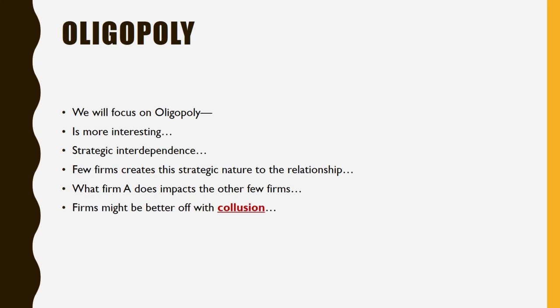Now, one thing we need to note here is that when we're talking about oligopoly and we have just a few firms, firms might be better off with collusion. So what we want to talk about for a little bit is this incentive for collusion. And by collusion, I mean that they all act in an agreed upon way. So rather than competing with each other, they all get together and say, hey, let's all do this. And that way they don't have as much competition with each other. So we want to talk a little bit about this idea of collusion.